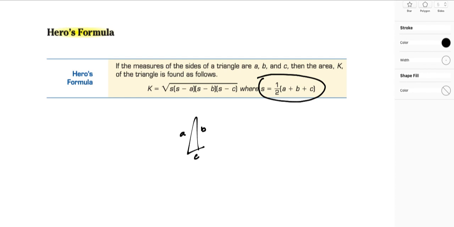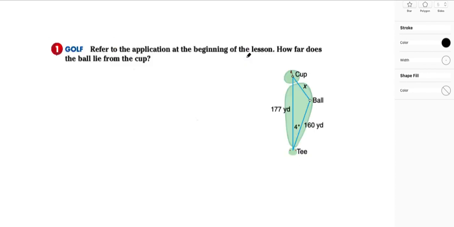So let's go ahead and get started with our examples. Looking at example 1, we're going to refer to the application, which I won't read right now. Really, it breaks down into the situation where we're given some information about a tee, a ball, the cup, and some lengths and some angles here. What we need to do is find x. So we want to see how much information we have in order to find the missing information. I need to find a length. I've got 2 sides and an angle.